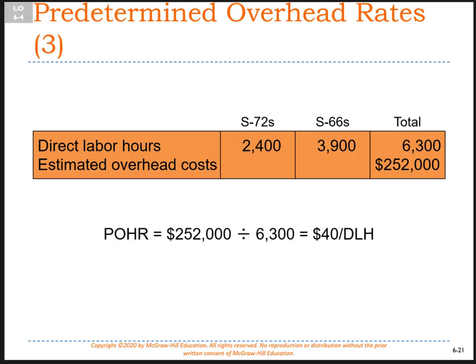We would expect more overhead costs for 66. That's the logical determination. We think that this is a good activity, a good what we call cost driver. And so we're going to take the $252,000, divide by 6,300, and we get $40 per direct labor hour. So the idea is we have people working on these products, and we're going to pay them direct labor, right? They get paid. But then there's this other overhead that happens, that we're kind of estimating happens because of that direct labor.